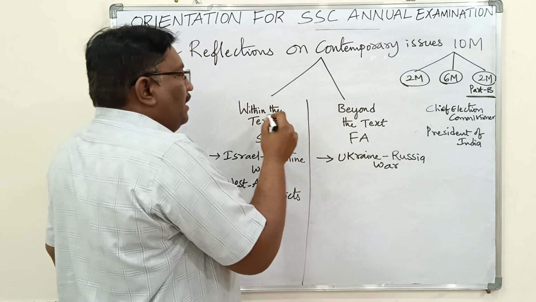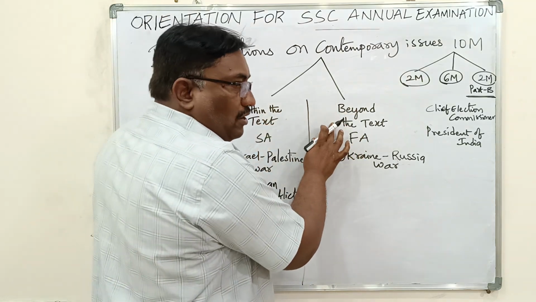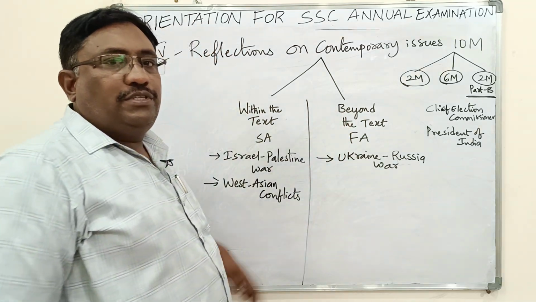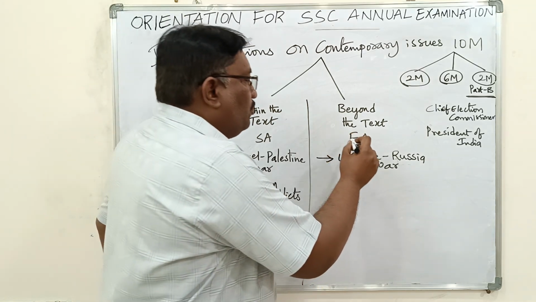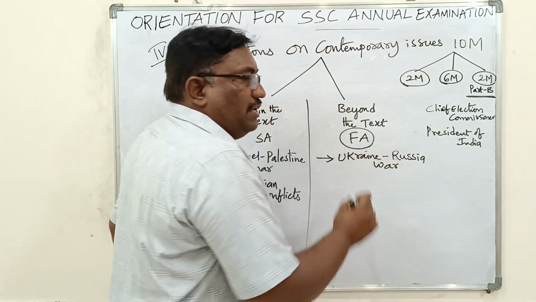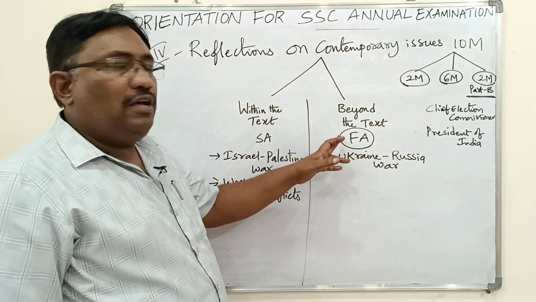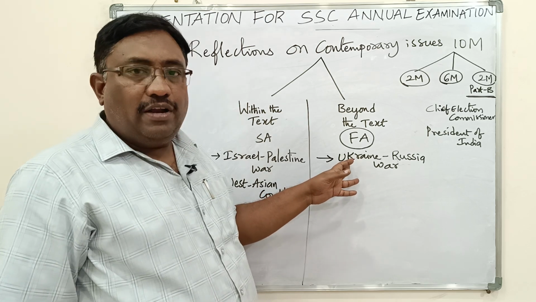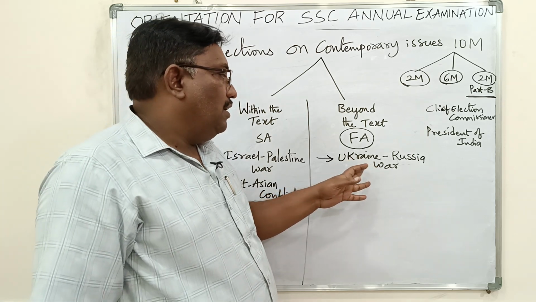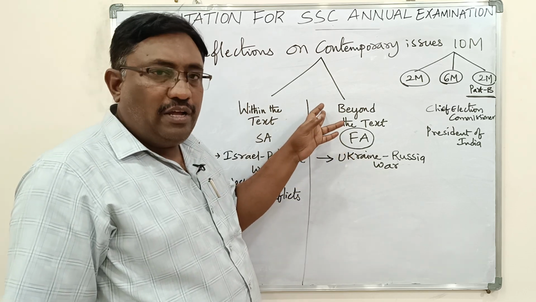Coming to part A, there are 2 types again, within the text and beyond the text. First we'll look at beyond the text. Beyond the text means which are out of syllabus, which are beyond our textbook. Such questions are given by your teachers in the component of reflection on contemporary issues in the formative assessment area. For example, I have taken the Ukraine-Russia war. This is a war-related question which is not there in our textbook, so it is called a contemporary issue which is beyond the text.